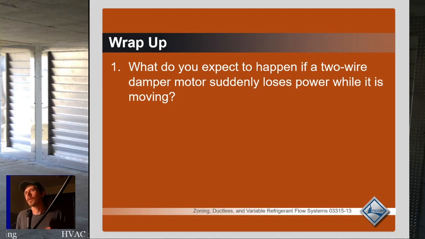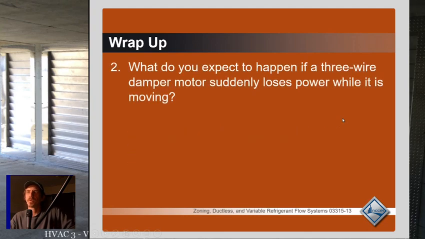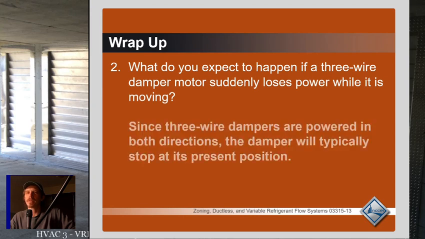So, we'll talk about these, then we'll talk about that bonus question I asked you. What do you expect to happen if a 2-wire damper motor suddenly loses power while it's moving? Well, it should spring open, right? Since 2-wire dampers are normally powered closed, the spring will reopen the damper on a loss of power. What do you expect to happen if a 3-wire damper motor suddenly loses power while it is moving? Well, it needs power to move in both positions, right? So it'll probably get stuck in the position it's in. If 3-wire dampers are powered in both directions, the damper will typically stop at its present position.